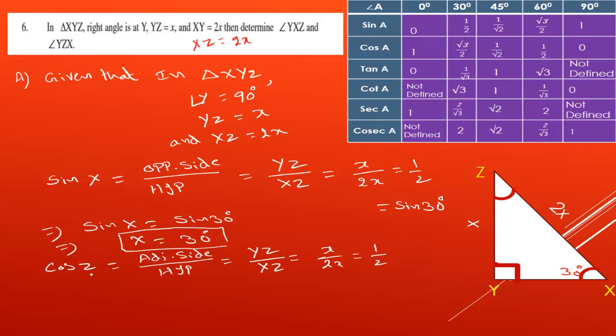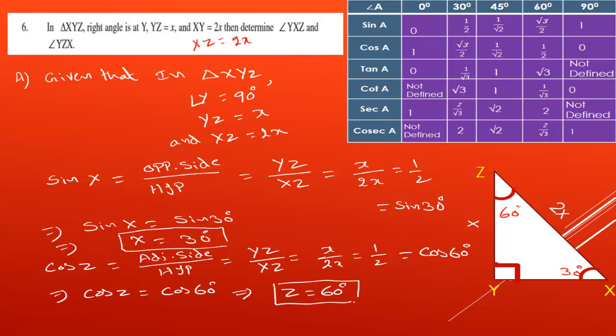So remember, for what angle the cos ratio is equal to 1 by 2? That means 60 degrees. Therefore 1 by 2 equal to cos 60 degrees. That implies cos Z equal to cos 60 degrees. That implies Z equal to 60 degrees. So we got the angle Z as 60 degrees. Therefore angle YXZ equal to 30 degrees and angle YZX equal to 60 degrees. That's it. Sixth problem is over, and come to the seventh problem.